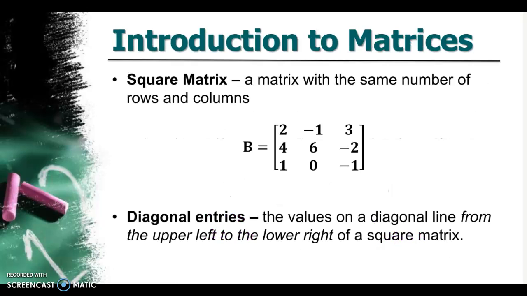Matrix B in the last slide was what's called a square matrix, because a square matrix has the same number of rows and columns. So here we have a square matrix. Another quick definition is diagonal entries. The diagonal entries are the values on the diagonal line from the upper left to the lower right. So for this matrix, we would have 2, 6, and -1 in our diagonal entries.